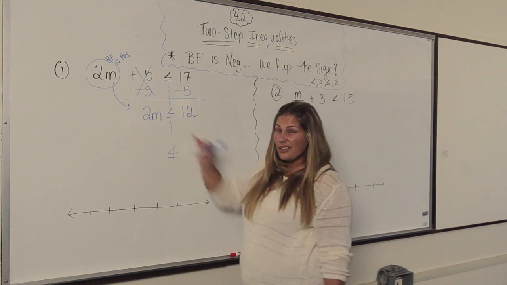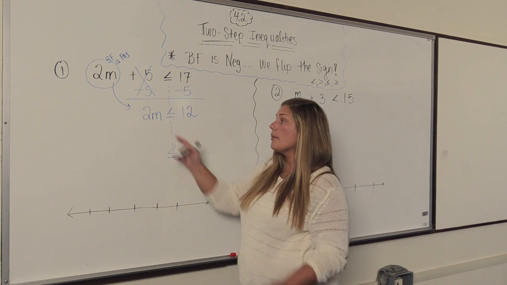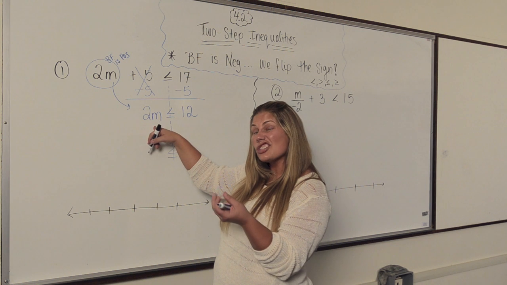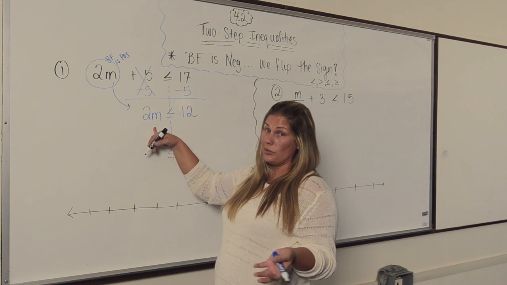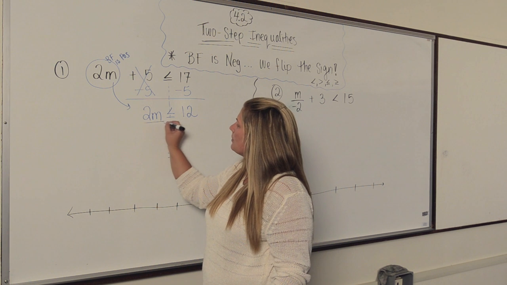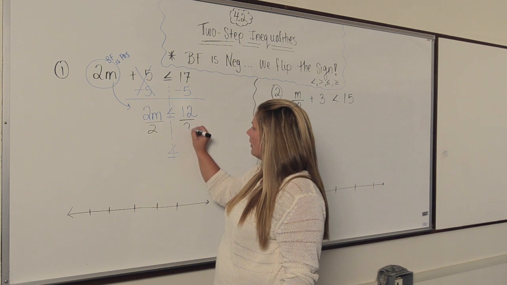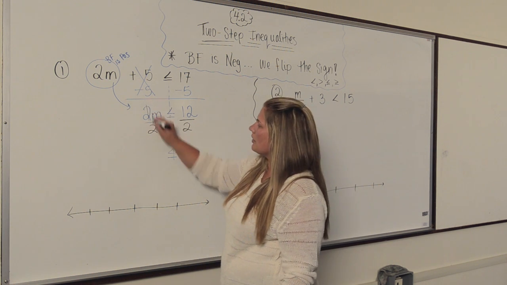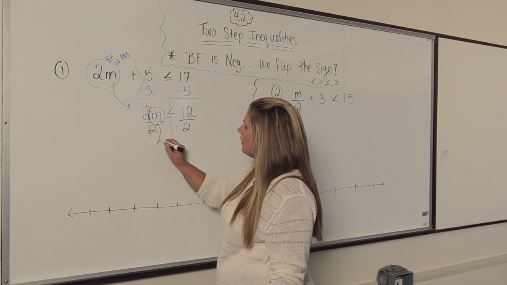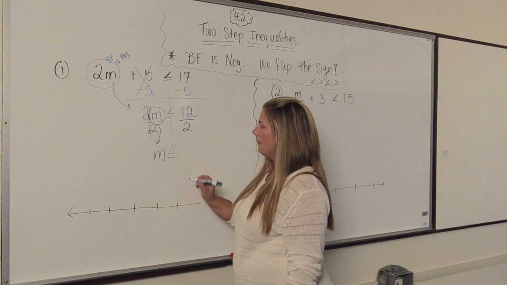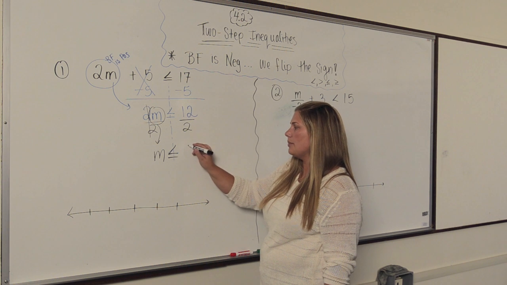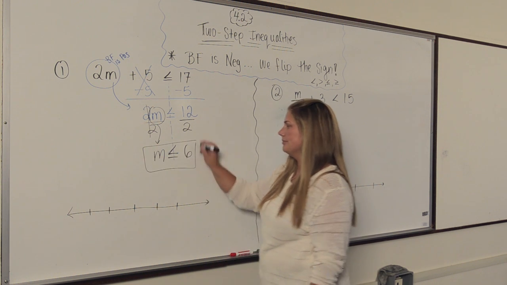But m is still not by itself. So now we have to get rid of that best friend. If the m is touching the 2, remember that just means multiply. So to get rid of multiply, we have to divide. And what we do to one side, we still have to make sure we do to the other. So those 2's are going to cancel out, and I'm just left with m is less than or equal to, and 12 divided by 2 is 6.